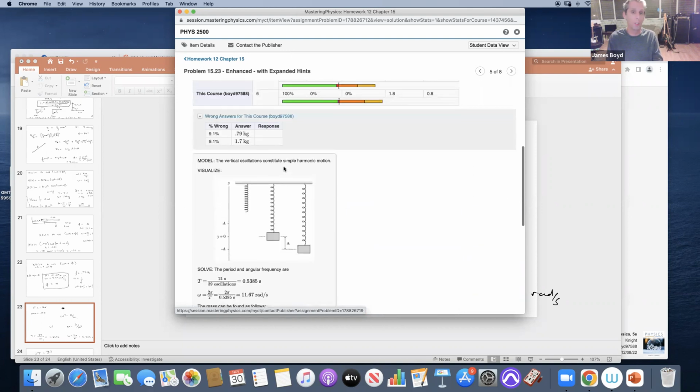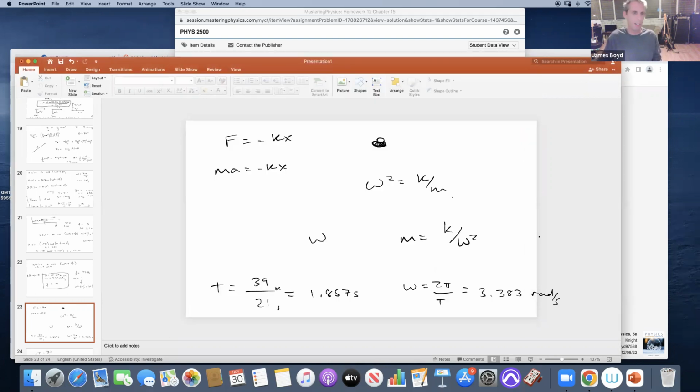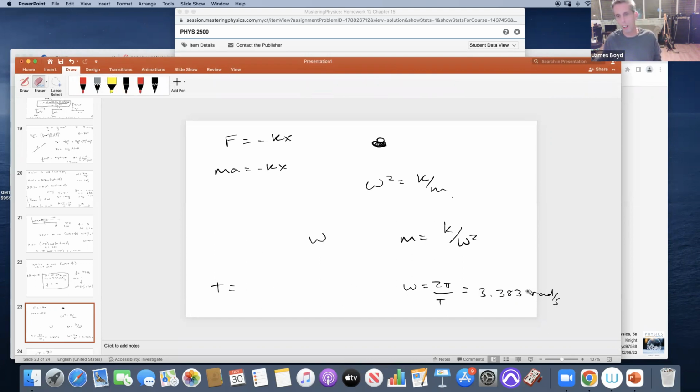Oh shoot, I am not thinking right. Periods are seconds per oscillation, so I had that flipped, and that's what I did wrong. So my omega is 21 over, yeah, I have this flipped up. It's stupid, sorry. And I should know better. Period should be in seconds. I wrote the units right, and I just messed it up.